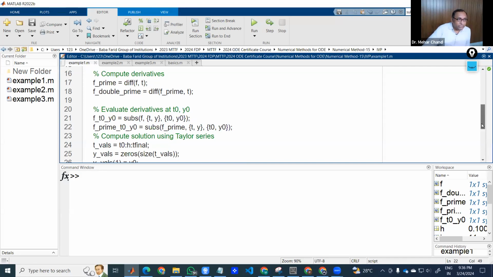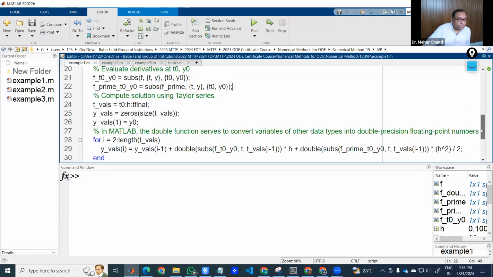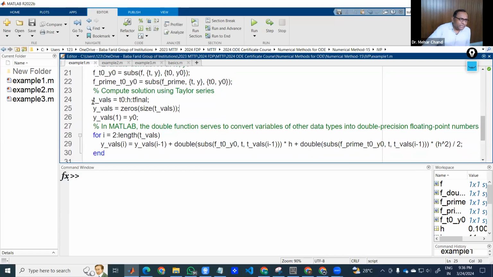Now we need to compute the solution using the Taylor series. For that, t values we are choosing from t0 to t final. The initial point is 0 and the last point t final is 1 and h is 0.1. So the t vector will be generated at this place, and corresponding to this we need to generate a 0 vector, and the length of the t values and y values must be equal.